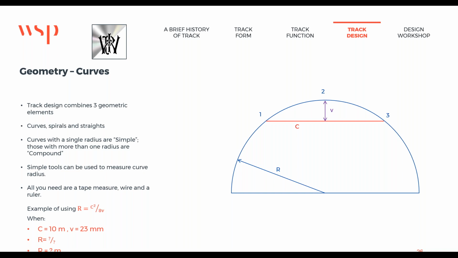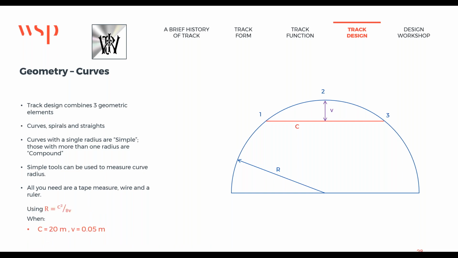R equals c squared over 8v. So when c is 10 and v is 23, what's r? So r is something divided by something, and that will give you an answer. Those of you that get the calculator can quickly work that out. That'll save you the bother and say, there you go. 10 squared divided by 8 times 0.023. Remember, keep all units the same, so I'm keeping it in meters. So c is 10 meters and v is 0.023 meters. The radius of that curve on a 10-meter chord is 543.478 meters. And that, in railway terms, is quite a tight curve.